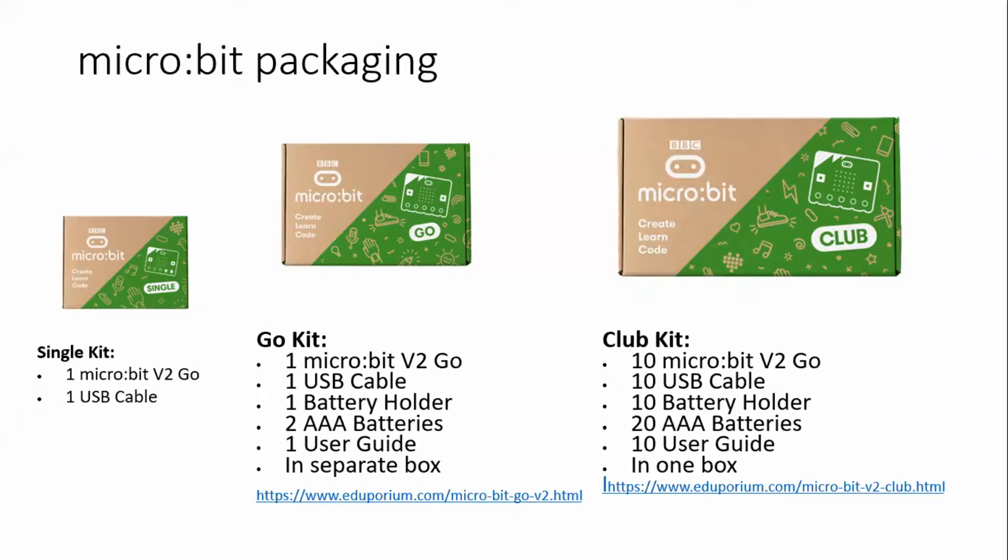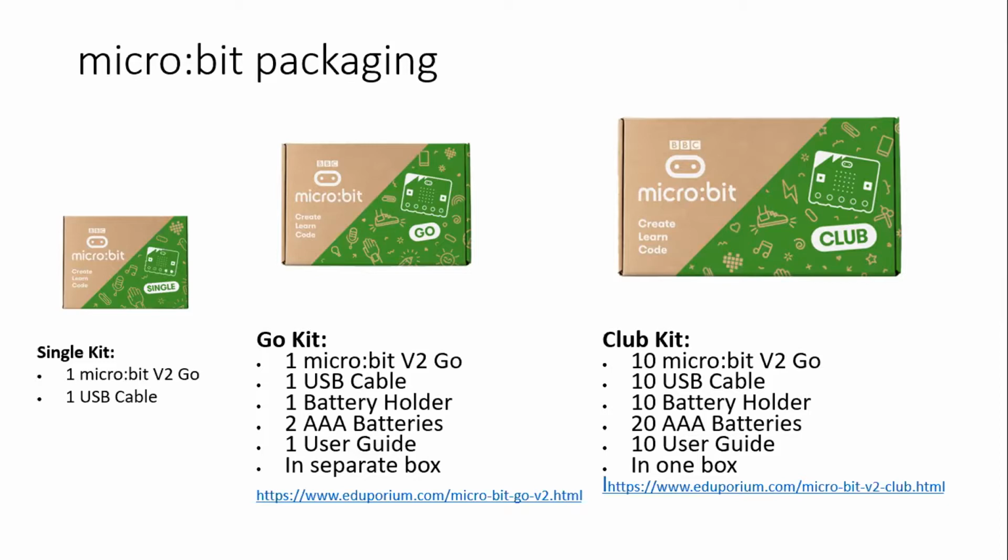But we are in the price point between a single kit and a Go kit, which comes with everything. It comes with the Microbit V2, the cable, the battery, the battery holder, and a user guide. It comes in a separate box, which makes it great to either take it in the classroom or take it home. We're starting to see more of those. There are definitely allocations, but it's just something to keep in mind.